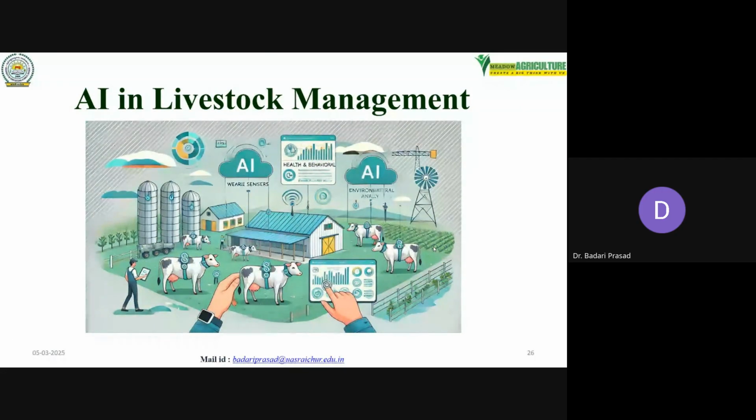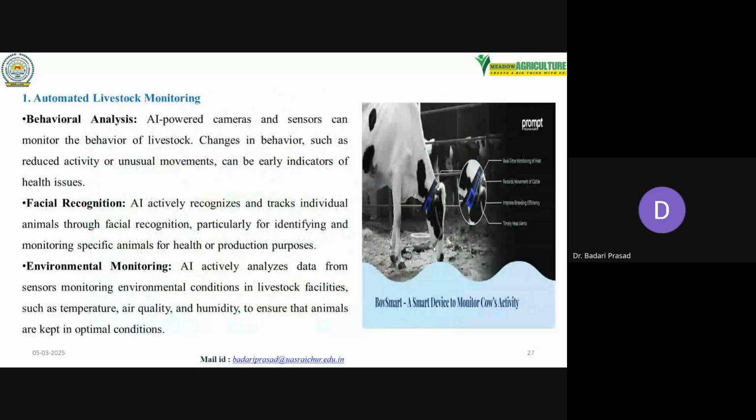So apart from agriculture, if you just look into the allied sector of agriculture like livestock management, we have wonderful tools for livestock management also. So the first one is automated livestock monitoring. Here we can study the behavior of the animals with AI powered cameras and sensors which can monitor the behavior of the livestock. Changes in behavior such as reduced activity or unusual movements can be early detectors of any health issues.